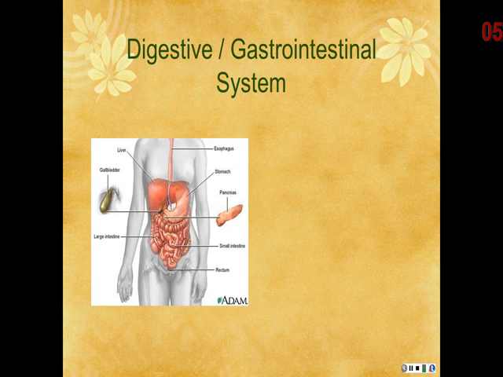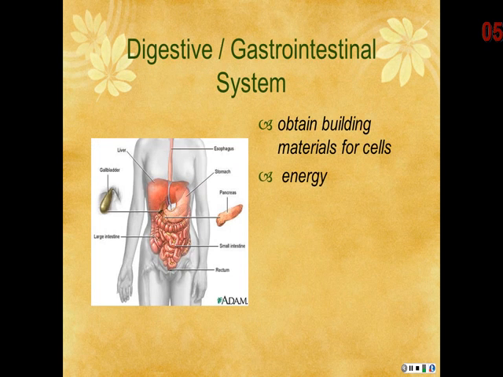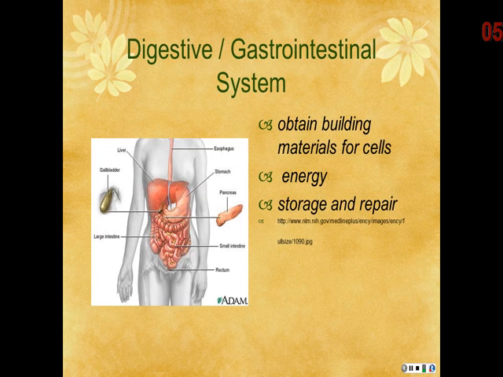Our digestive system or gastrointestinal system is concerned with obtaining nutrients for building and repairing the body, as well as fueling processes within the body. We use the nutrients to build and repair cells, for energy to fuel various chemical reactions in the body, and it allows us to store energy in the form of fat.